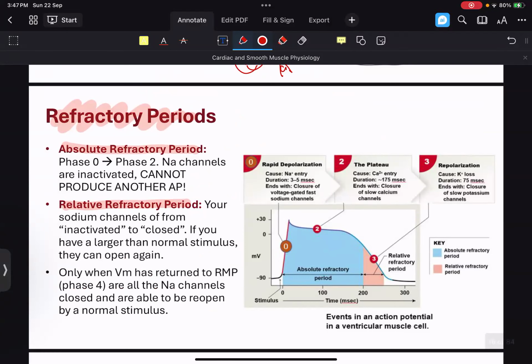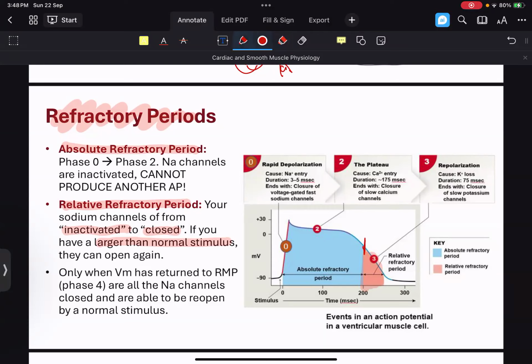But then you enter phase three. In phase three, your sodium channels move from inactivated to closed. So now they're not inactivated, but they're still closed, so no sodium is entering. In this case, you can have an action potential, but you're going to need a much larger stimulus. It's not your normal stimulus that usually causes the depolarization. You need a very strong stimulus to cause them to open up at this stage. And this occurs in phase three all the way until you begin phase four.